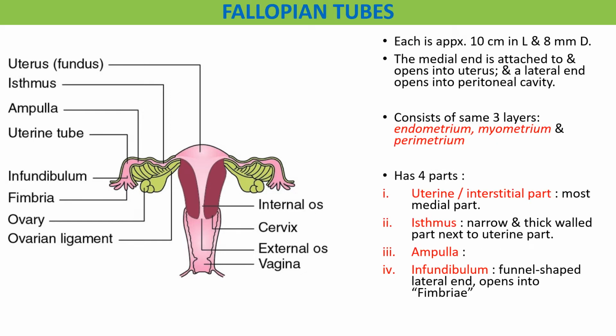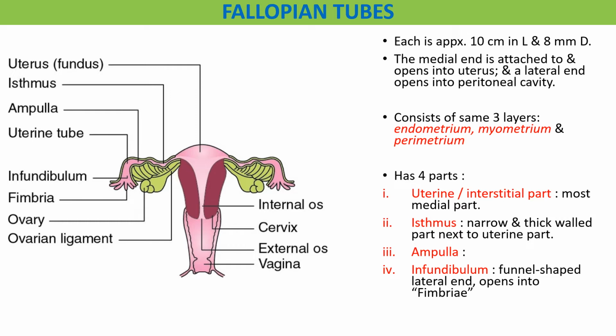Next is fallopian tubes. There are two fallopian tubes or oviducts on either side of the uterus. Each uterine tube is approximately 10 cm in length. It has a medial end which is attached to uterus and a lateral end that opens into the peritoneal cavity near ovary.